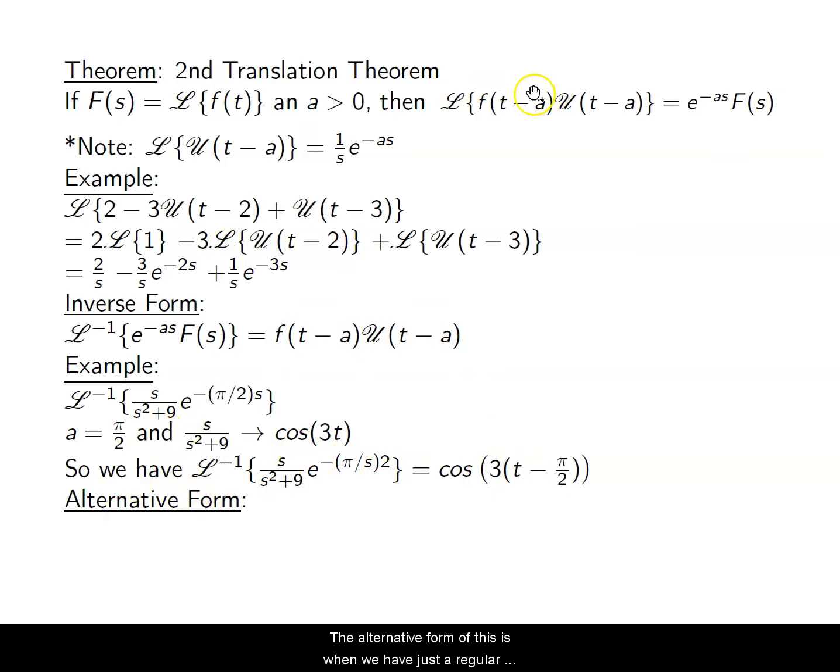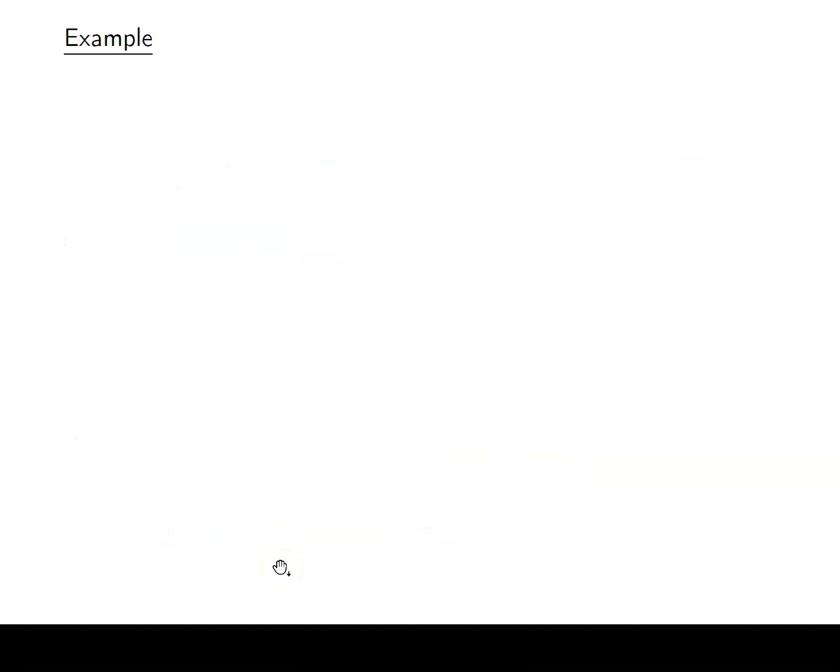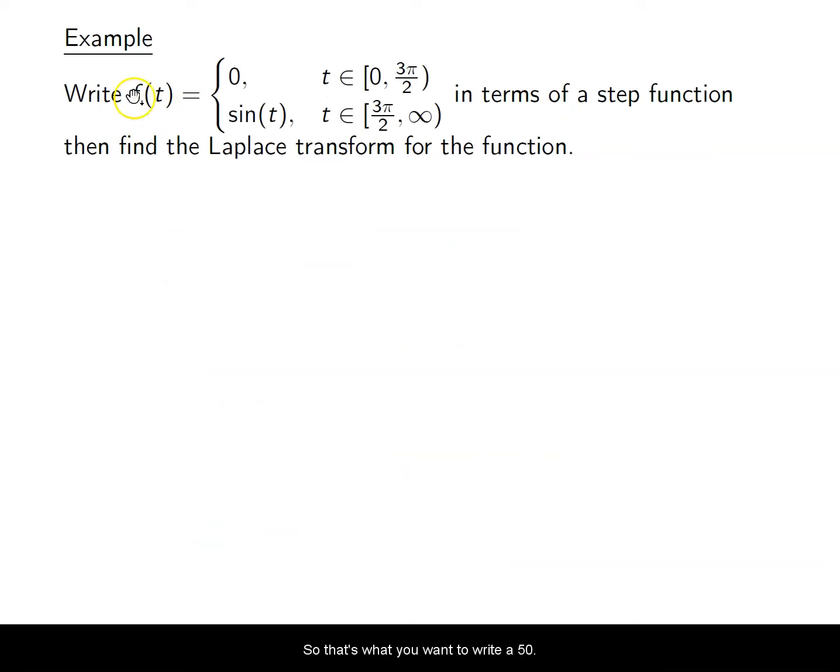The alternative form of this, right, is when we have just a regular g of t being turned on at some point. So I'm going to have this function here. It's going to be e to the negative as times the Laplace transform of g of t plus a. So we shift in the opposite direction. Okay. So let's do an example.